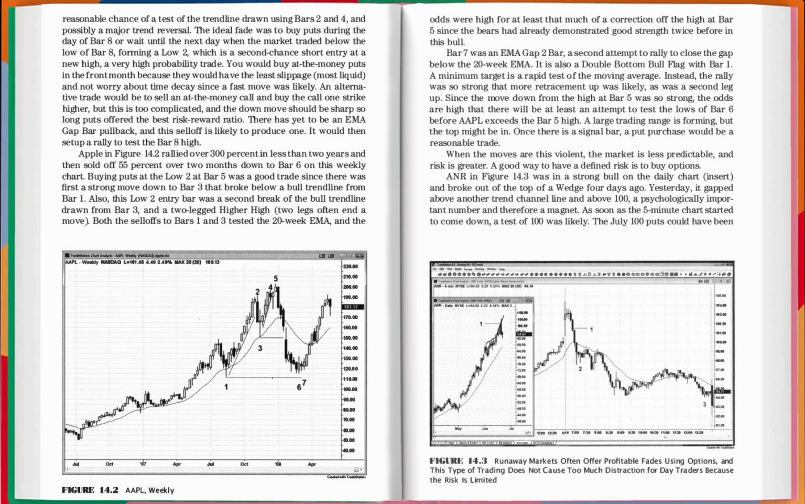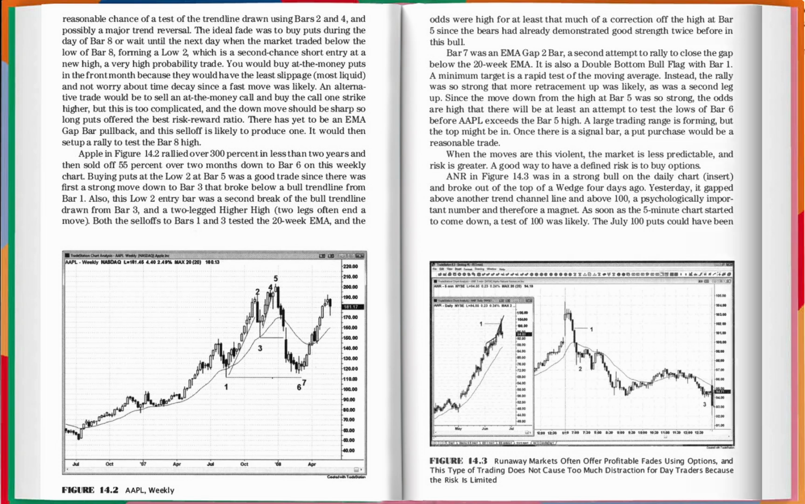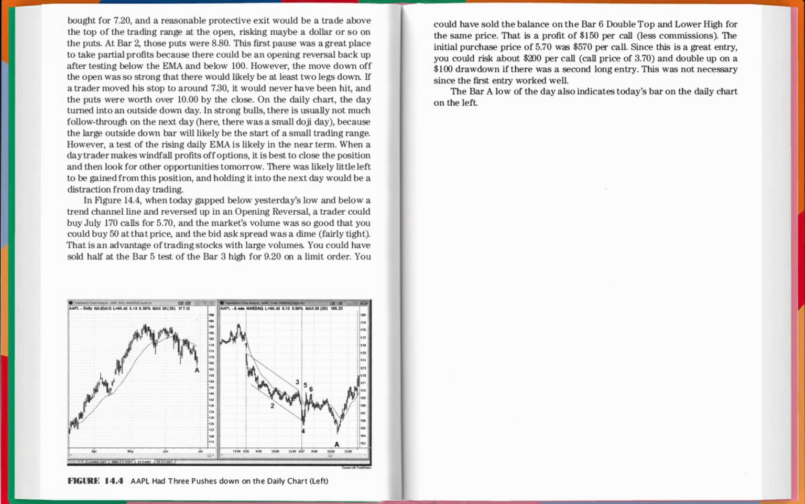ANR in figure 14.3 was in a strong bull on the daily chart insert and broke out of the top of a wedge 4 days ago. Yesterday, it gapped above another trend channel line and above 100, a psychologically important number and therefore a magnet. As soon as the 5-minute chart started to come down, a test of 100 was likely. The July 100 puts could have been bought for 7.20, and a reasonable protective exit would be a trade above the top of the trading range at the open, risking maybe $1 or so on the puts.